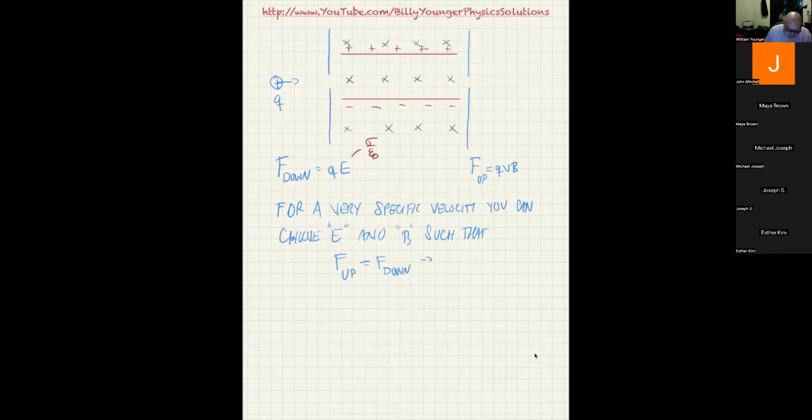Well, if you do that, what you end up getting is Q times E is equal to Q times V times B, so that V is actually equal to E over B, and you have a velocity selector. So that's one way you could, in principle, separate isotopes. Again, you got to make sure you have the precision to do it, and you may or may not, but that's one of the cases.